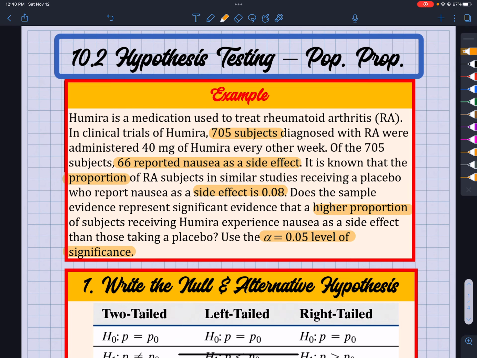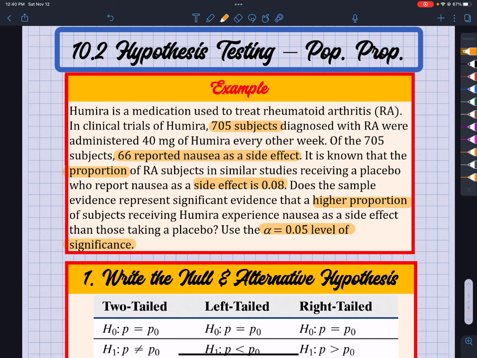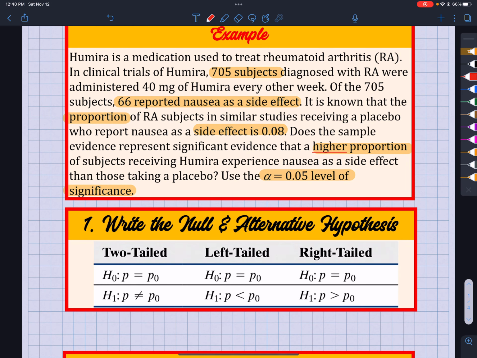All right, so in this case, the first thing is to write our null and our alternative hypothesis, right? Because I see the words higher proportion, that means I'm going to be doing a right tail test. If it was less, or decrease or whatever, it would be left tail. And if it's higher, greater, increase, then it would be a right tail test.